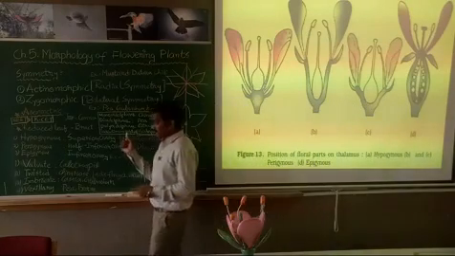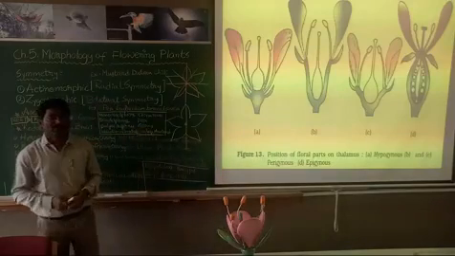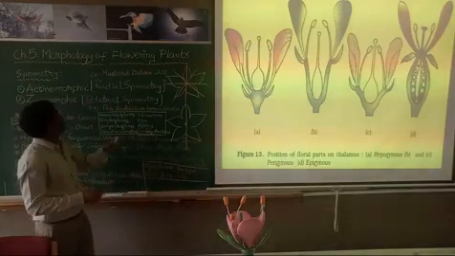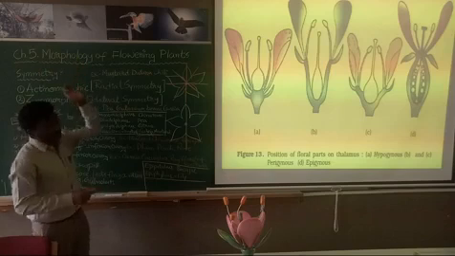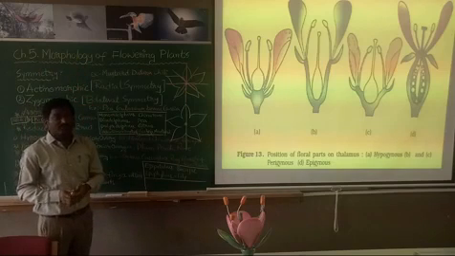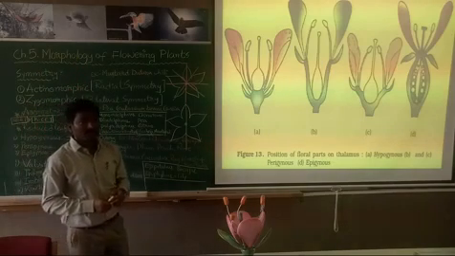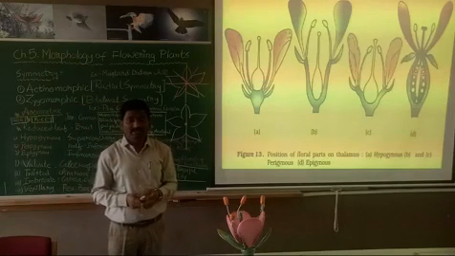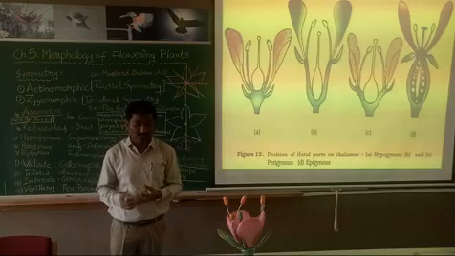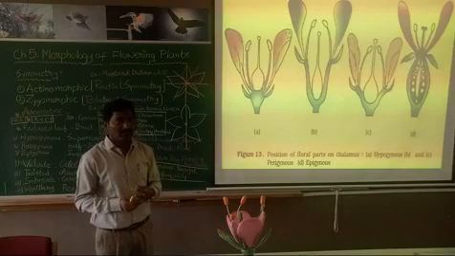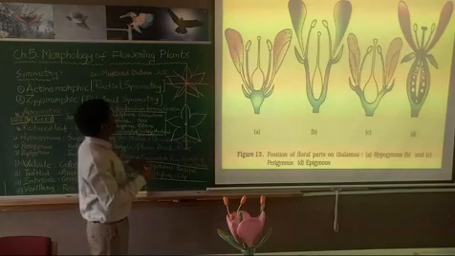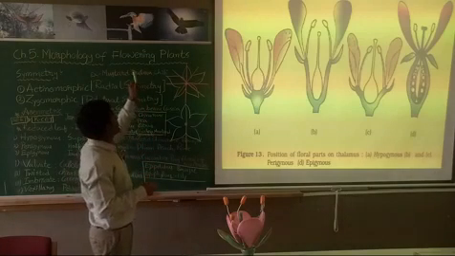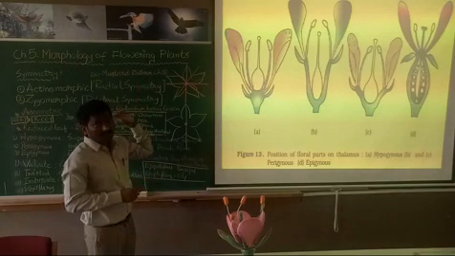Today we are going to discuss a new chapter from botany. It is nothing but morphology of flowering plants. First of all, you should know what is meant by morphology. It is a branch of biology which deals with external characteristics of living organisms. So in this chapter we are going to discuss exclusively external characteristics of flowering plants.